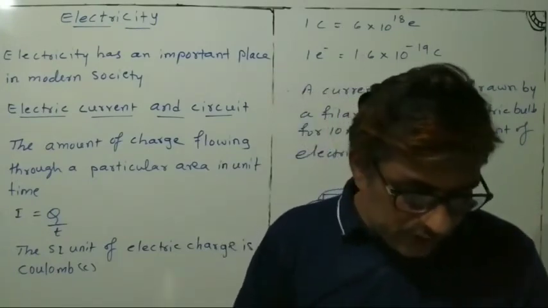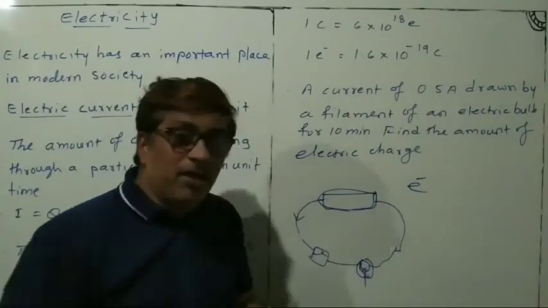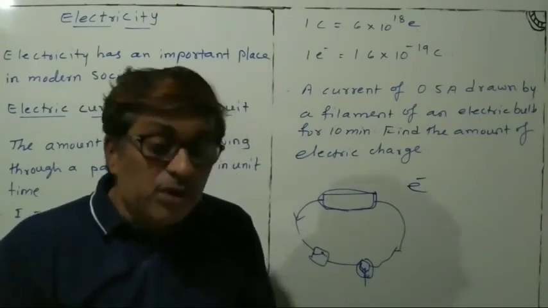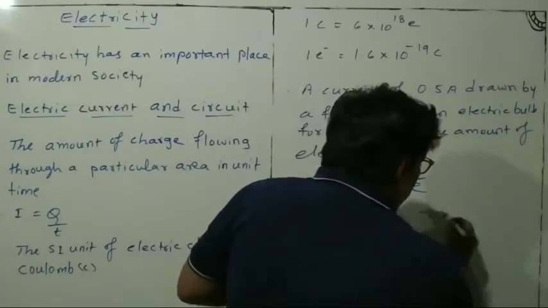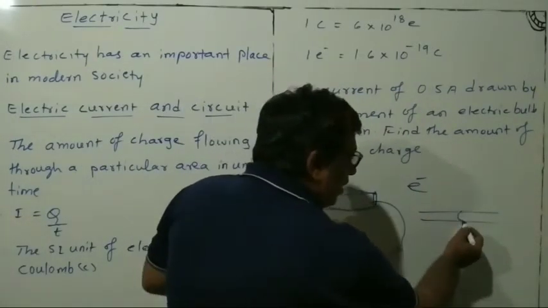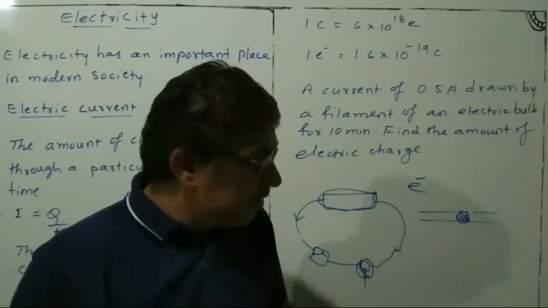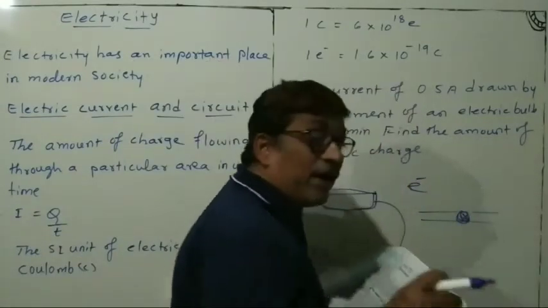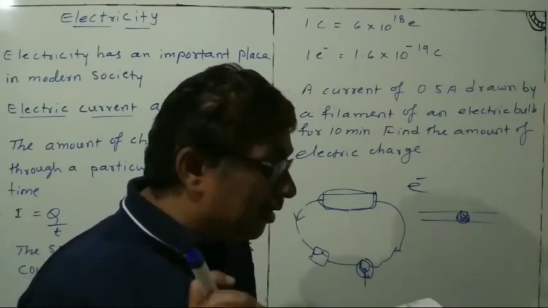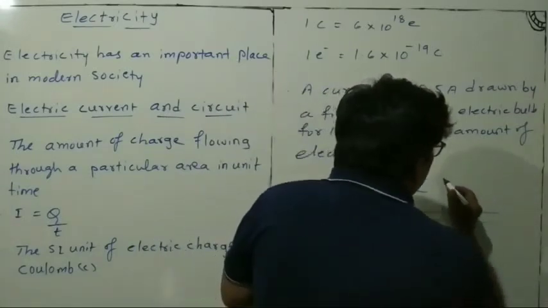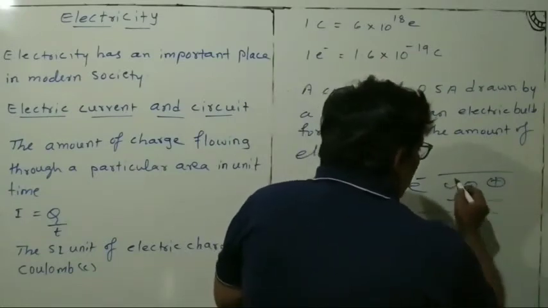However, in circuits using metallic wires, electrons constitute the flow of charges. Dear students, this is the metallic wire, and we cut it here. This is the section of that particular part. What does this section of the metallic wire contain? Metal atoms will be there, and these metal atoms are positively charged.